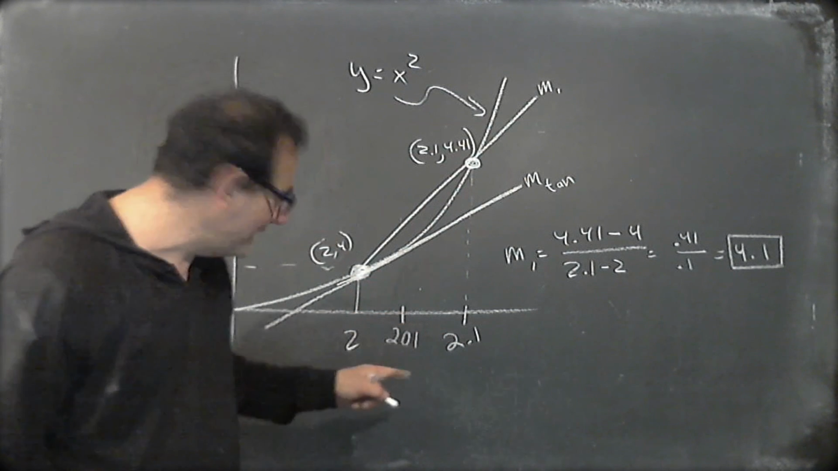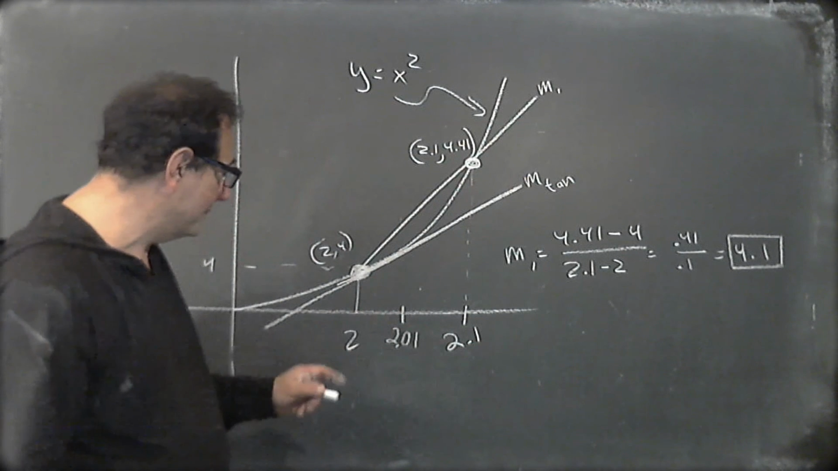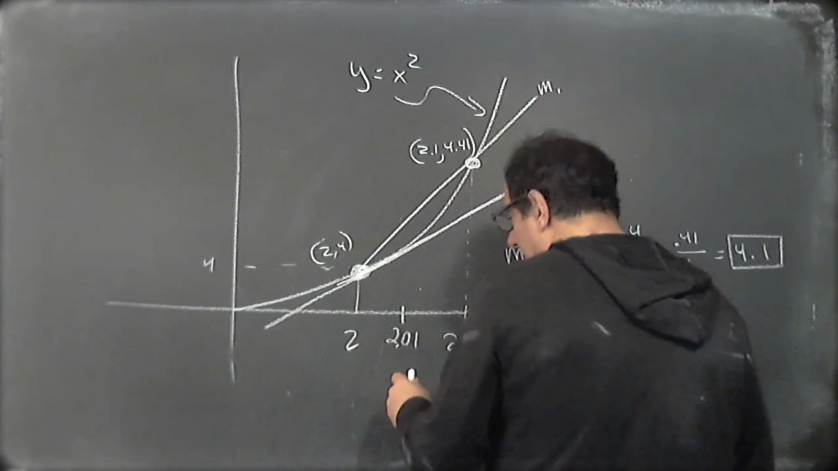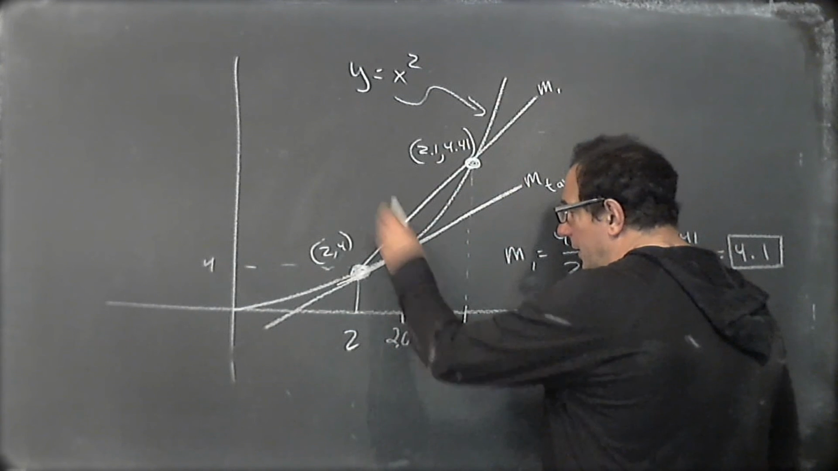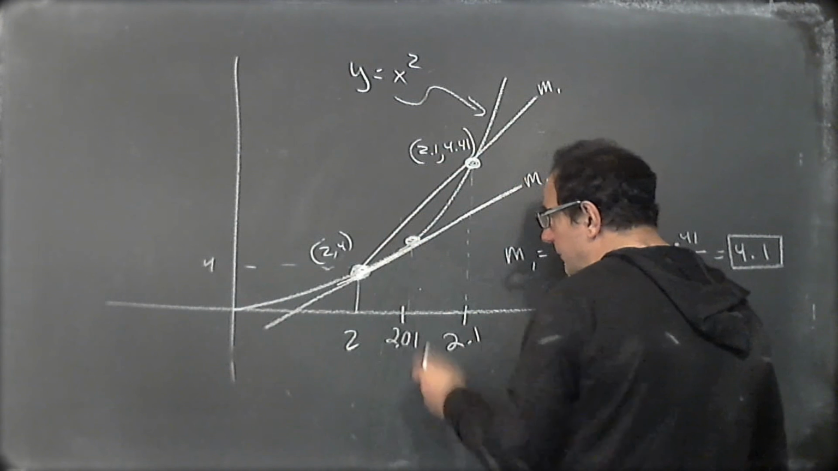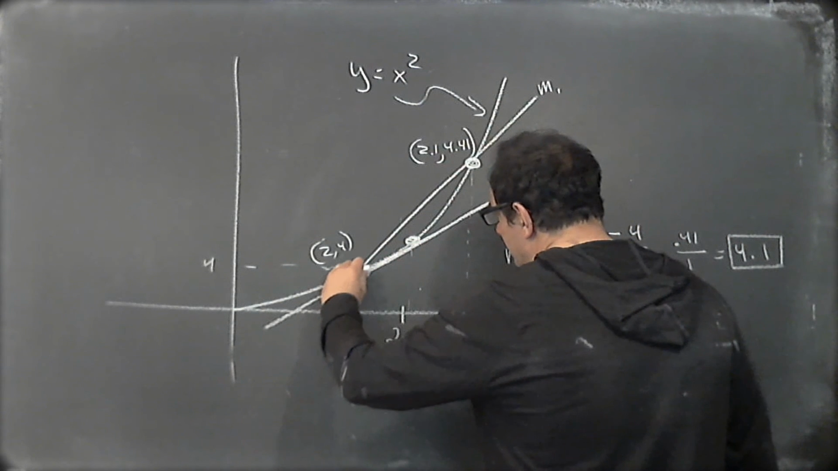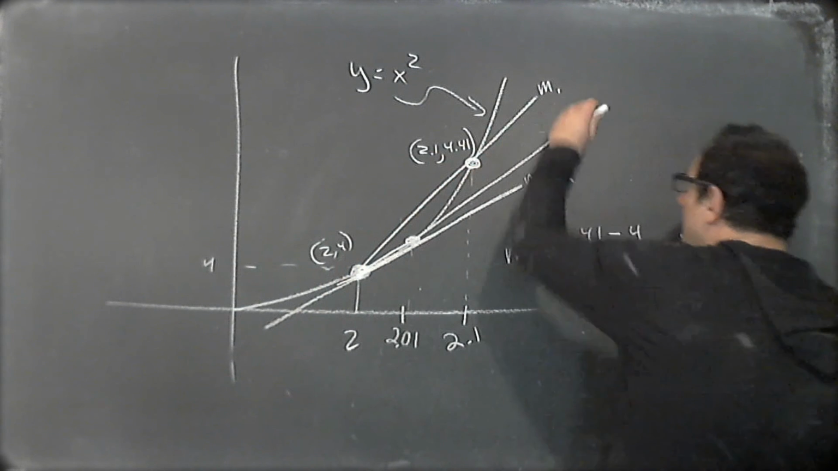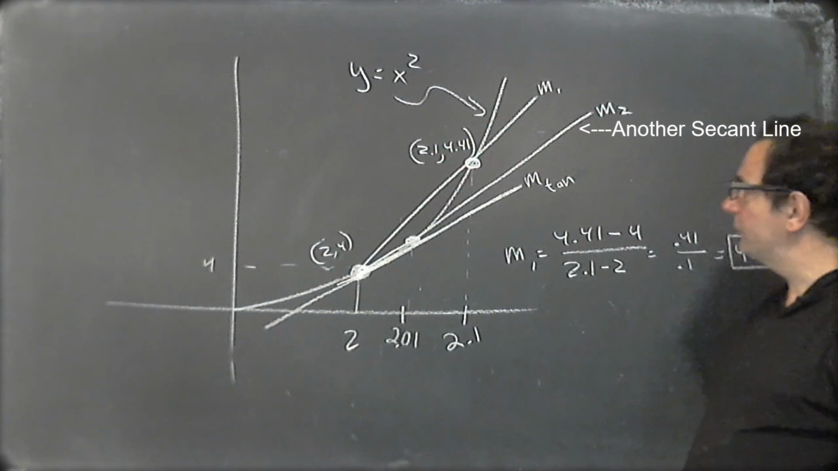2.01 is 10 times closer to 2, because this is 2 and a tenth, this is 2 and a hundredth, right? So let me draw what would happen if I were to take 2.01 up to the curve, right, by computing the y-coordinate, and then drawing a line M2. Well, M2 is not the line. M2 is the slope of that line. So I want to find the slope of M2.